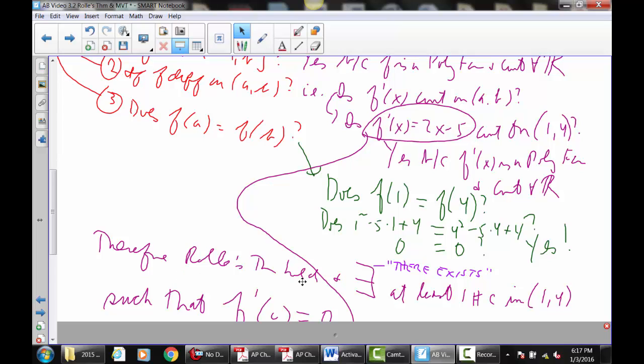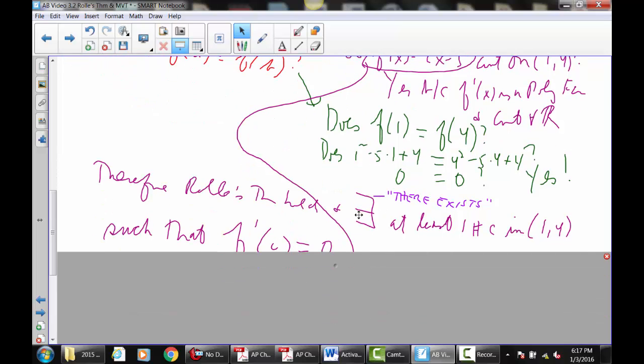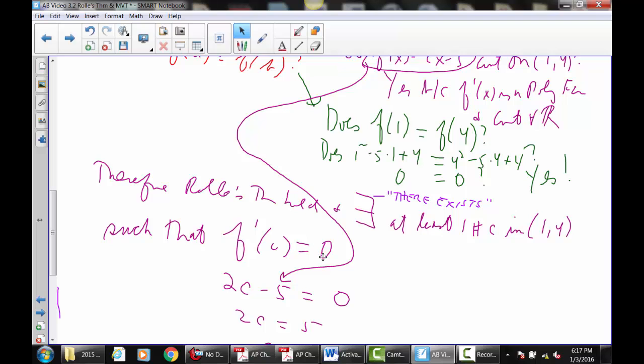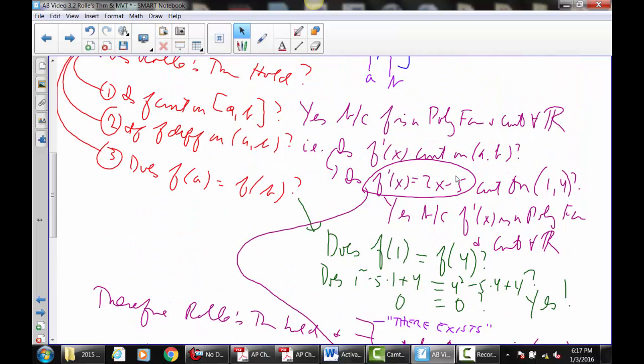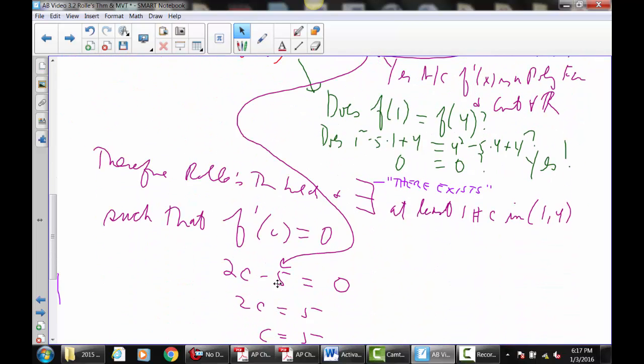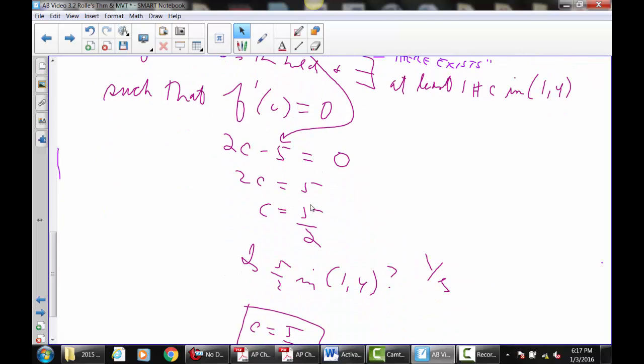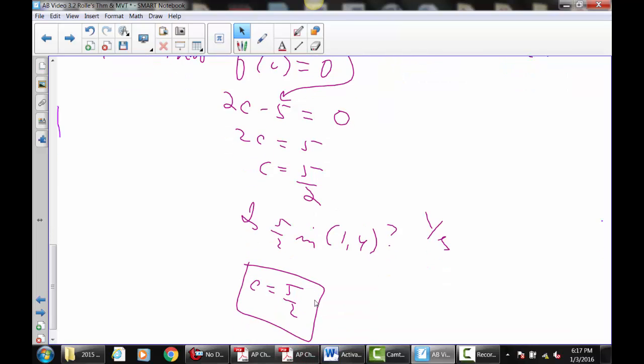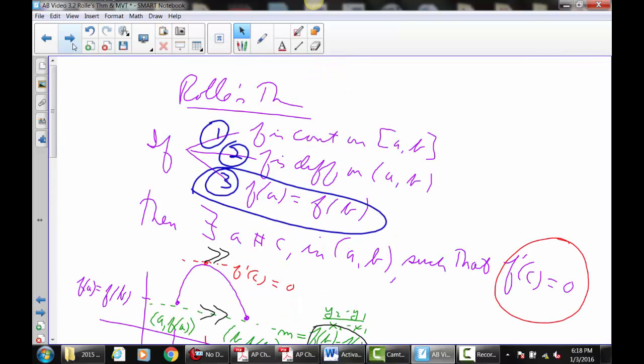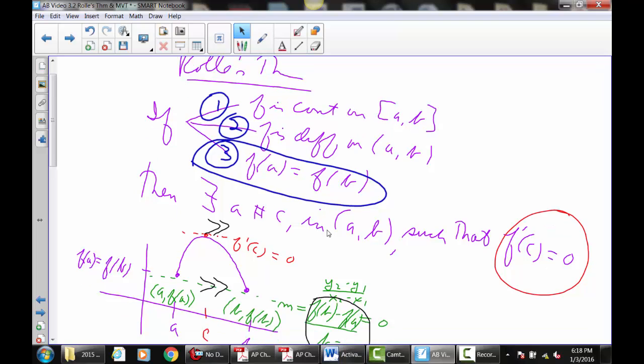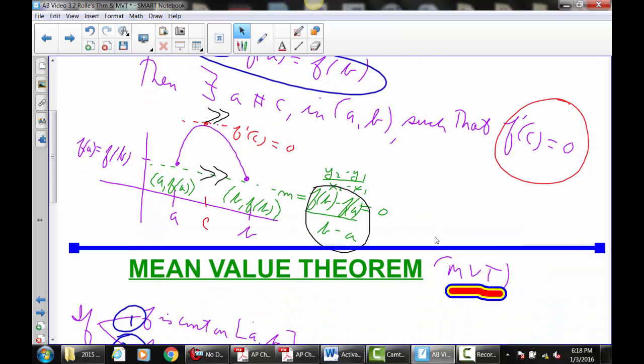So Rolle's theorem holds. There exists, that's what the backwards capital E means, a number c, at least one number c between 1 and 4, such that f prime of c equals 0. Well, f prime of x was 2x minus 5, so f prime of c is 2c minus 5. You get c is 5/2, and of course it's going to work. It has to be between 1 and 4 because there has to be at least one value of c that works. So again, just to remind you, the three hypotheses, the conclusion.